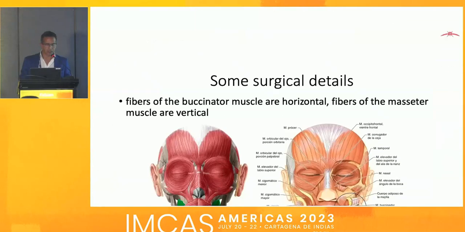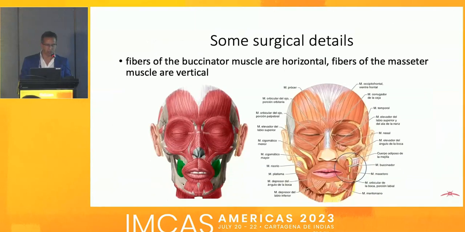Some surgical details that I think are really important. The horizontal way that you can find the buccinator muscle gives the possibility to cut it or to open, but when you find vertical fibers, be careful because this is the masseter. You need to go before that, don't go back of that because you can find the salivary duct.